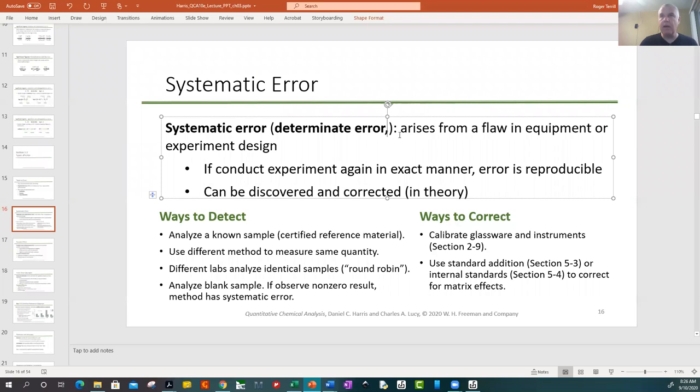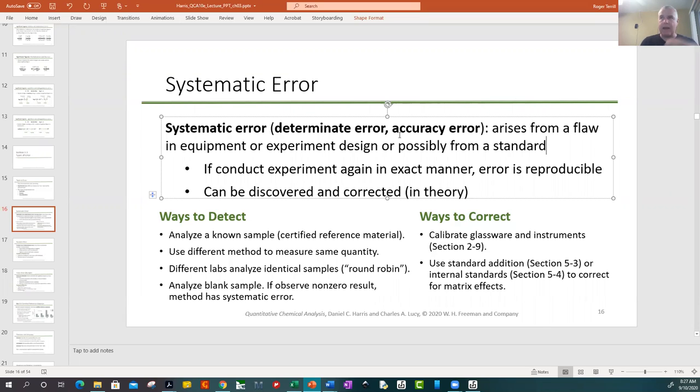So I'm going to add here accuracy error, right? And it arises from a flaw in the equipment or the design, or possibly from a standard, something like that. Right, if there's a standard that's not what it says it is. And so the systematic part of the error, the accuracy part of the error, if you reproduce the experiment in the same way, it will come back in exactly the same way, right? So you'll reproduce that part of the experimental error, right?